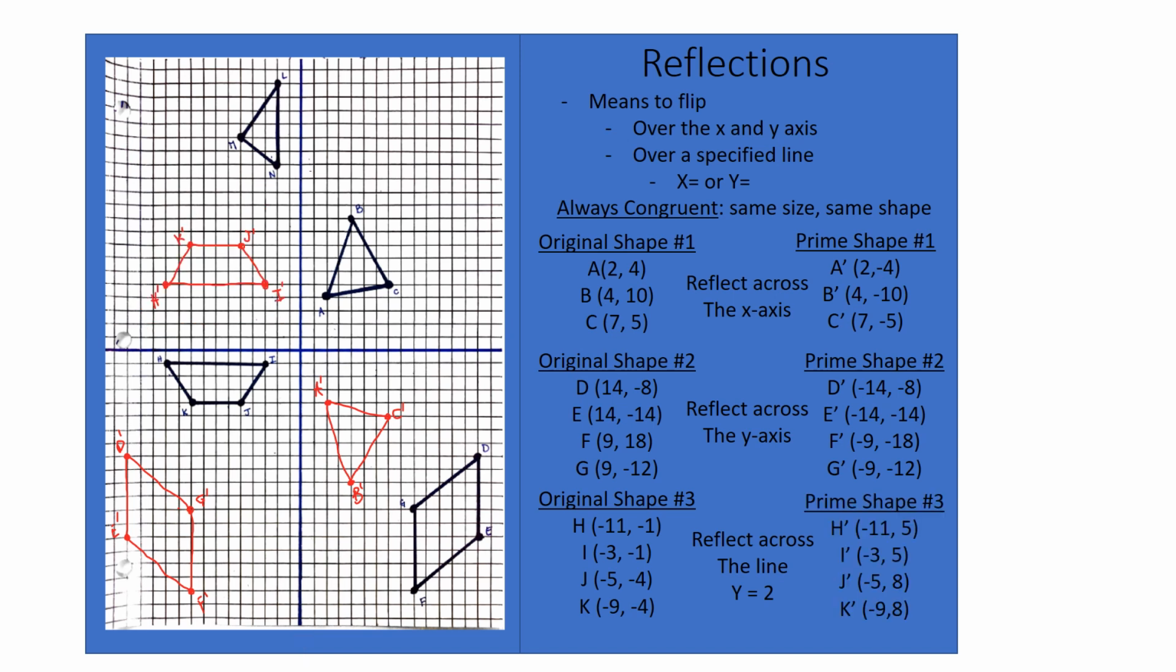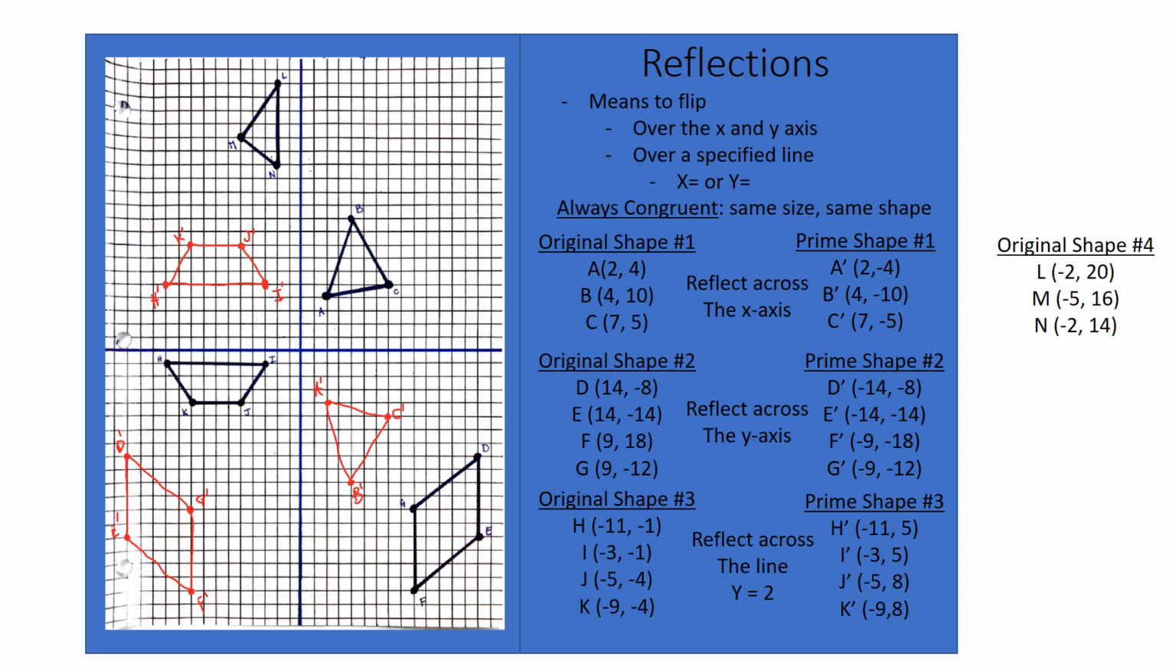My new points, H prime is at negative 11, 5. I prime is at negative 3, 5. J prime is at negative 5, 8. And K prime is at negative 9, 8.